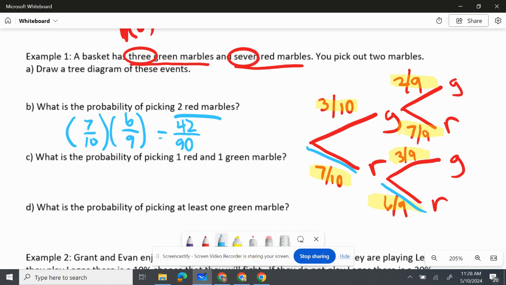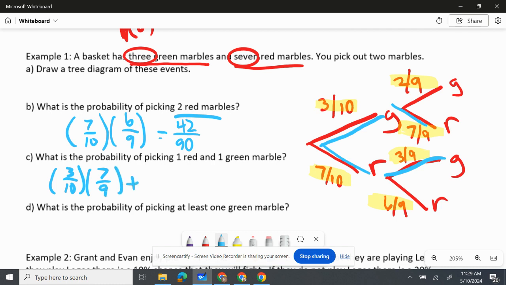The probability of picking one red and one green. This is kind of a tricky one because when we're picking one red and one green, it doesn't tell us the order. So technically, it could be green, red, or it could be red and then green. So it would be 3/10 and 7/9, or it could be 7/10 and 3/9. And that would give us 42 over 90.